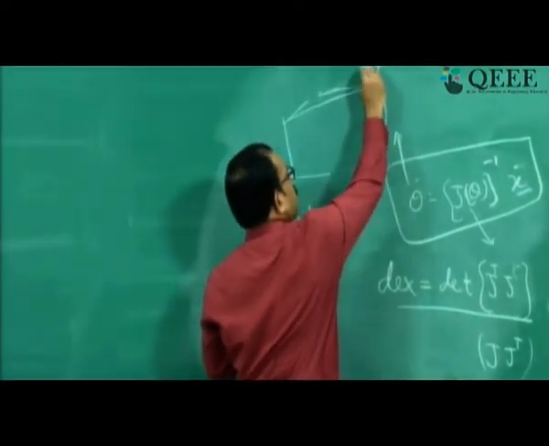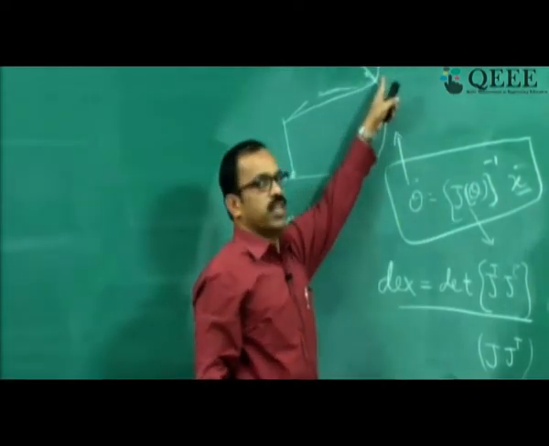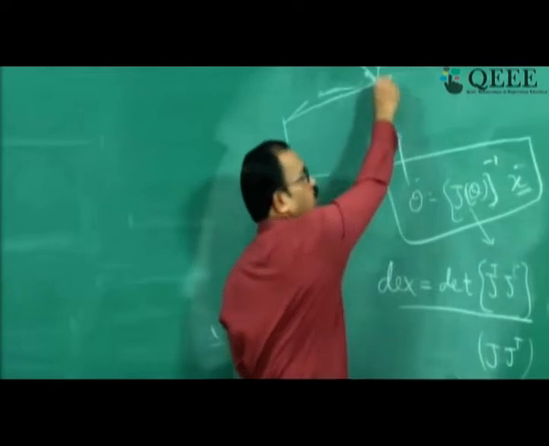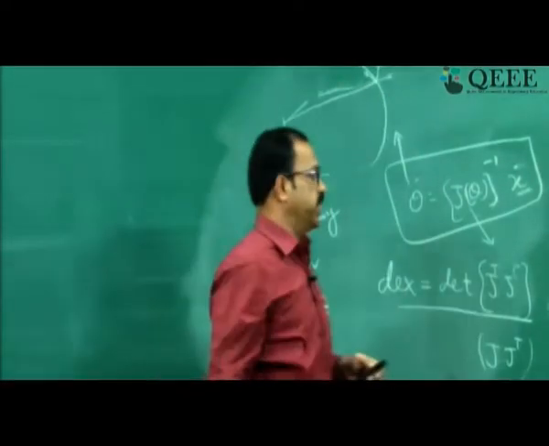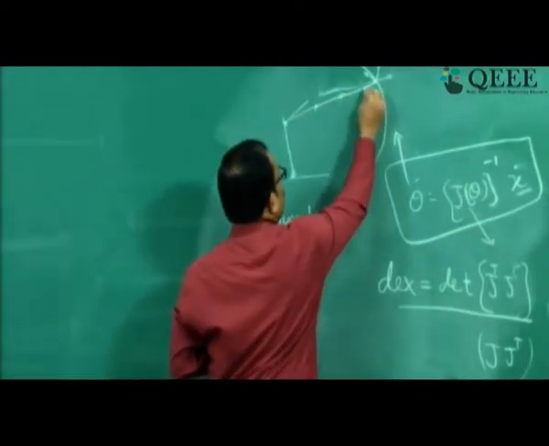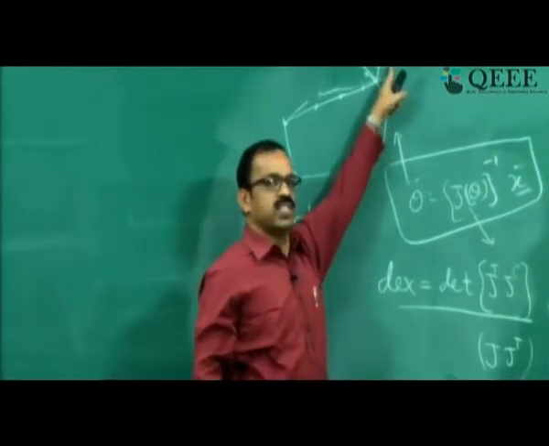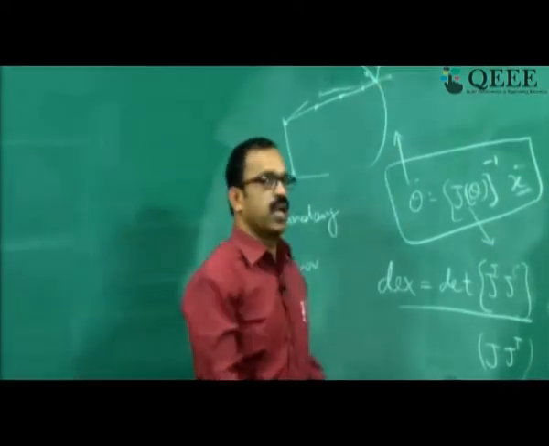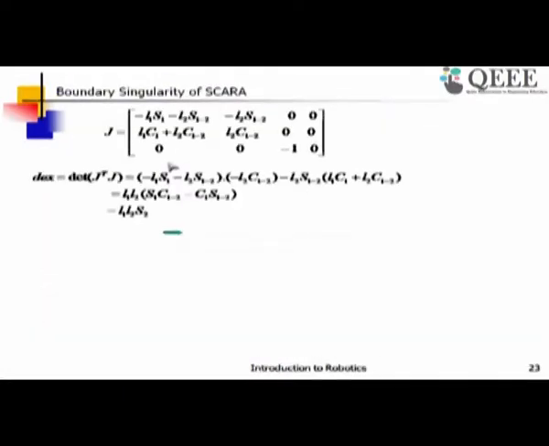Whatever you want, a velocity z dot in this direction, it won't be able to get this velocity because it can have a maximum velocity in this direction only. You won't be able to get a combination of velocities in this direction. So this kind of singularity is known as the boundary singularity, where whatever joint angle velocity you provide, you won't be able to get a desired velocity at this point.